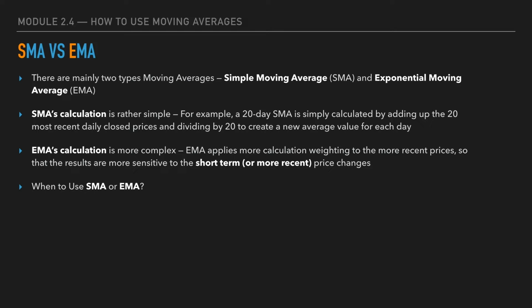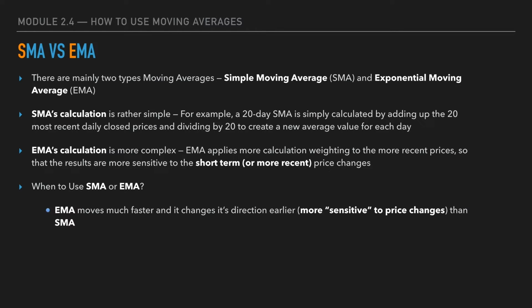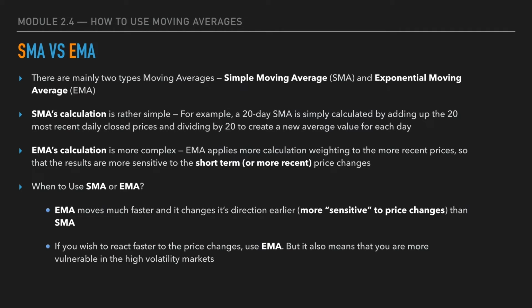So how can we decide which one to use? Well, exponential moving average moves much faster and changes its direction earlier than the simple moving average. In other words, exponential moving average is more sensitive to the recent price changes than the simple moving average. If you wish to react faster to the price changes, use exponential moving average. For example, for those short period moving averages like the 5-day, 10-day or 20-day moving averages, it's better to use exponential moving average.